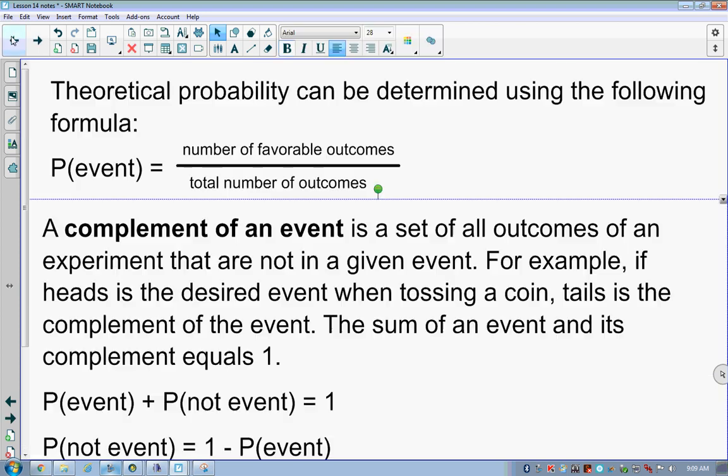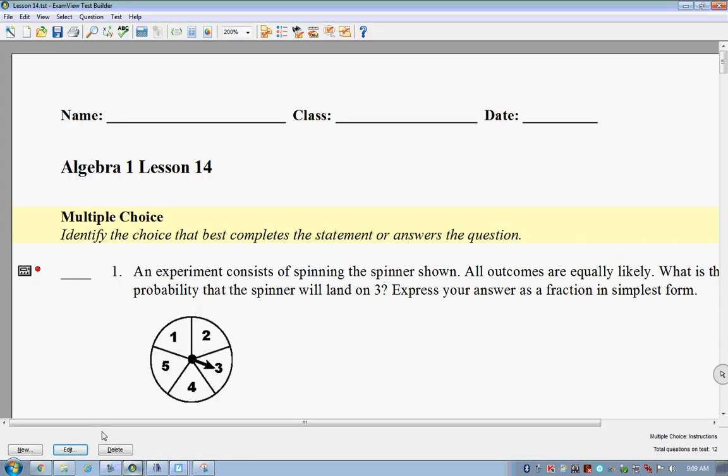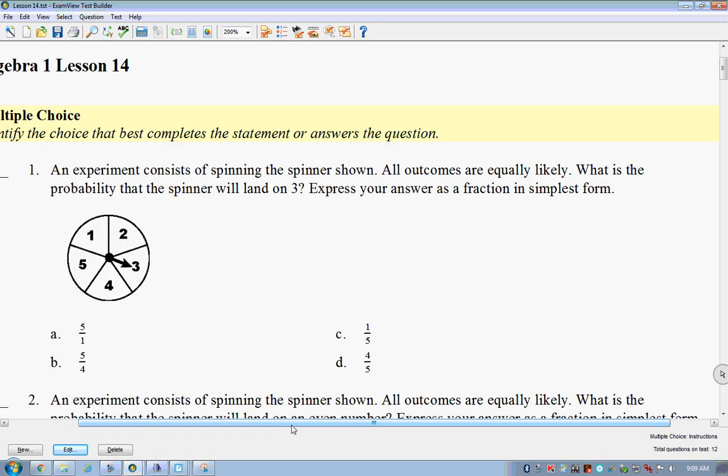All right, so from here, let's look at some probability situations. Here we've got an experiment. It consists of spinning a spinner. All outcomes are equally likely. Notice that 1, 2, 3, 4, 5, our little pie wedges are all the same size. What is the probability that spinning the spinner will land on 3? We want to express this as a fraction in simplest form.